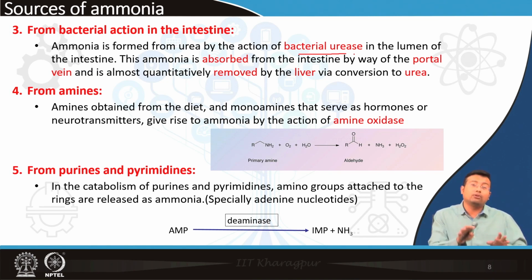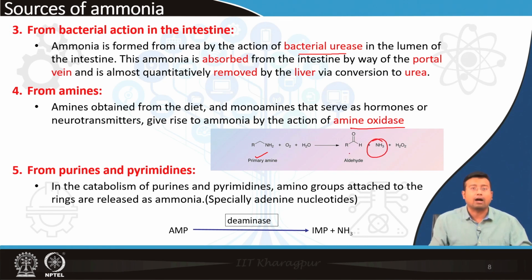Ammonia is absorbed. So ammonia is produced in the gut by the action of intestinal bacteria. Another source of ammonia is amines. So primary amine, by the action of the amine oxidase group of enzymes, also produces ammonia. So amine oxidases, right.